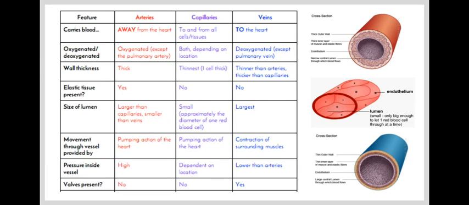So that brings us to the end of this video. We've looked at the differences in each of these different features, and we've talked a little bit about how those different features relate to their function, and we'll be having a bit more of a discussion about this in class.